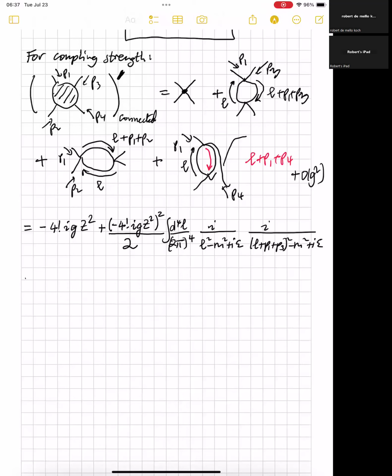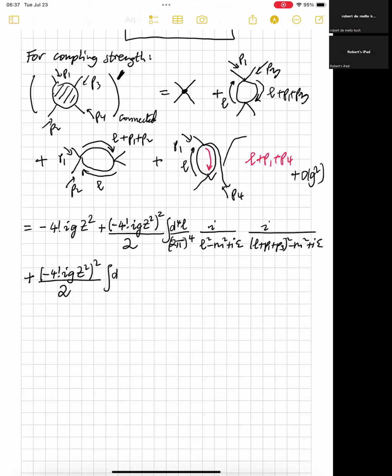So again, two vertices. So we'll have minus 4 factorial i g Z squared, squared. Now for the combinatoric factor, well, no closed lines, no equivalent vertices, no equivalent diagrams, but there are two equivalent lines. The top line in the loop is equivalent to the bottom line in the loop because they both start on the left vertex and end on the right vertex. So those two lines have the same start and end points. So we need to divide by 2 for equivalent lines.